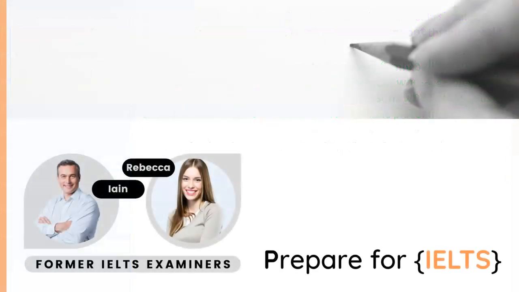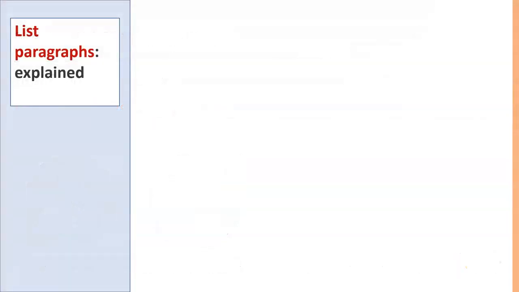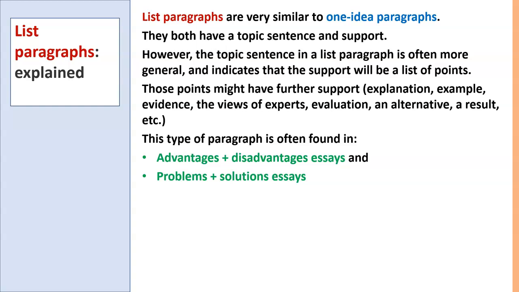Now we move on to the second type of main body paragraph, and we can refer to these as list paragraphs. They're not really very different, but it is worth just seeing them as slightly different. So what are list paragraphs? Well, they are very similar to one idea paragraphs. They both have a topic sentence, they both have support, so the structure isn't different.